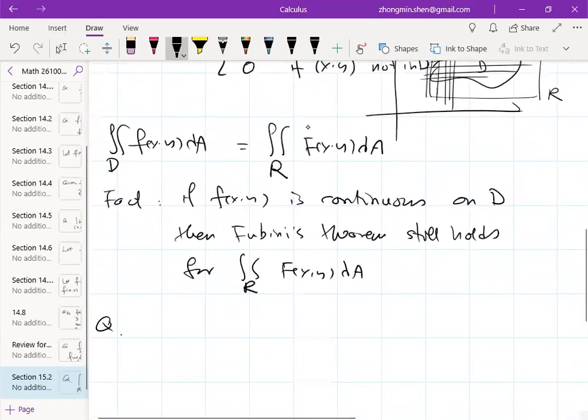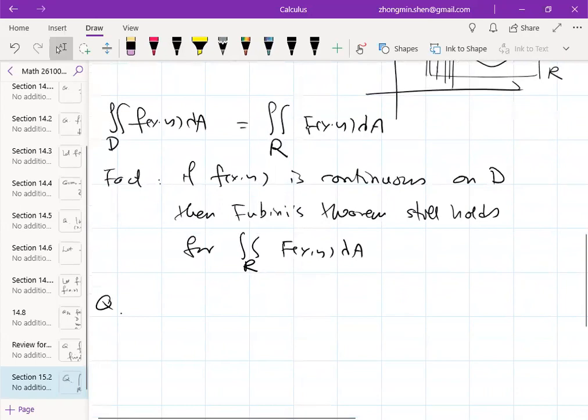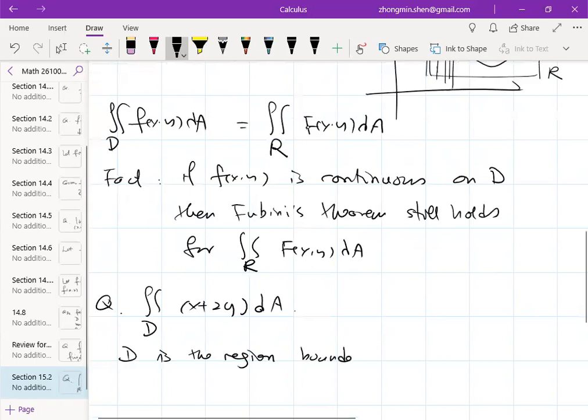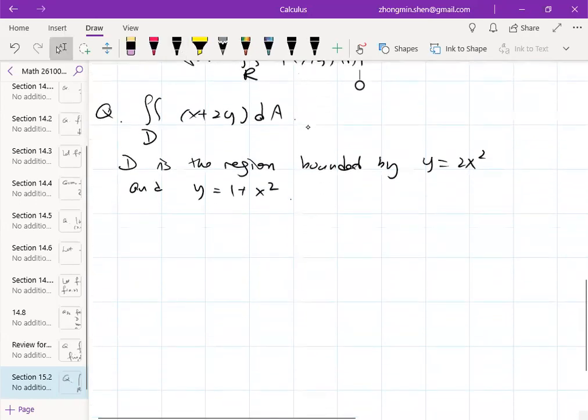From the example, you can see this is a double integral of x plus 2y dA. Okay. And what is D? D is the region bounded by y equals 2x and y equals 1 plus x squared. Right. So we have to draw the picture. We have to draw the domain first.